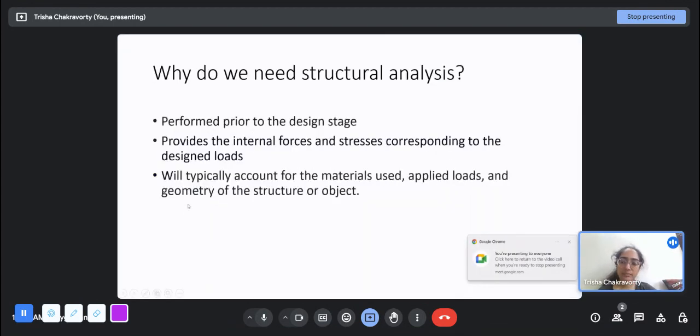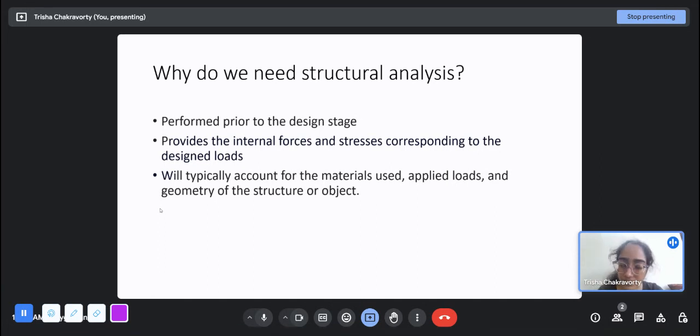We start with: why do we study structure analysis? Basically, structure analysis is a process performed prior to the design stage. It provides the internal forces and stresses corresponding to the design loads, and it will typically account for the materials used, the applied loads, and the geometry of the structure or object. As civil engineers, one of our main tasks is to design buildings, bridges, and structures.